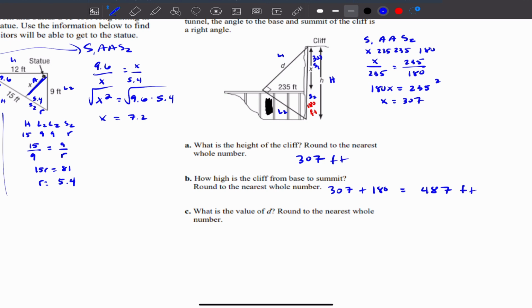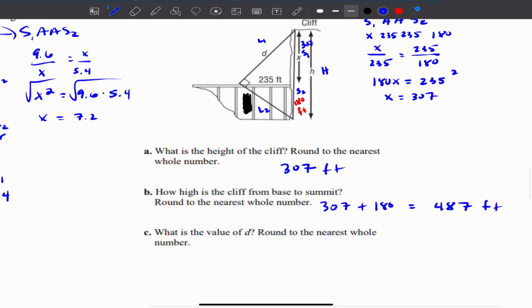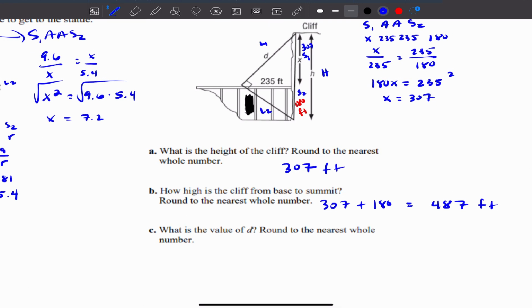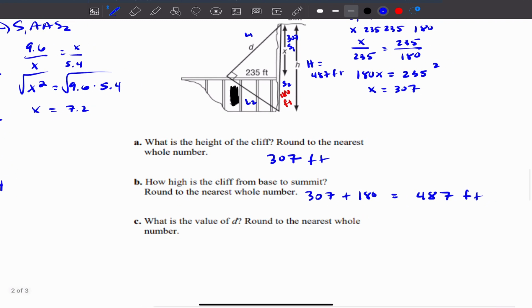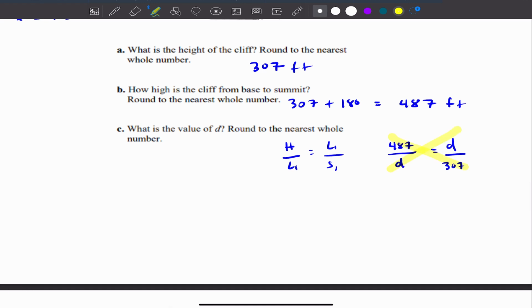And then it says, what is the value of D? So I'm going to write the hypotenuse is 487 feet. So with C, got to find D, leg 1. Okay, so hypotenuse over leg 1 equals leg 1 over segment 1. The hypotenuse is 487. Leg 1 is D. And then segment 1 is, what is that again? 307. Okay, let's cross multiply. You get D times D, which is D squared, equals 487 times 307.